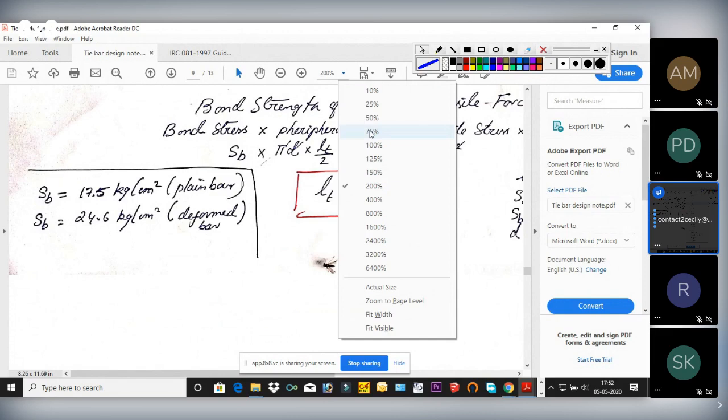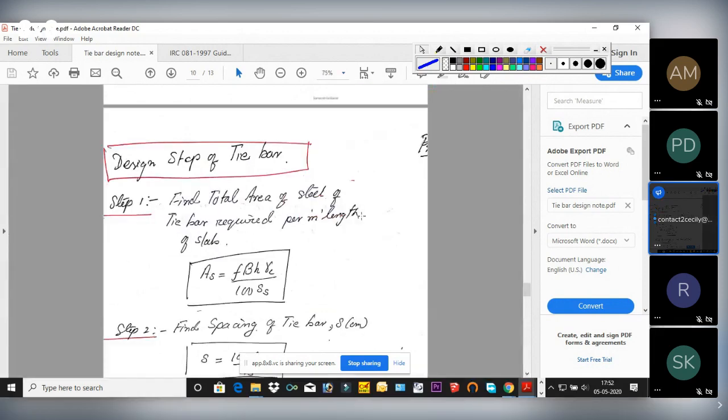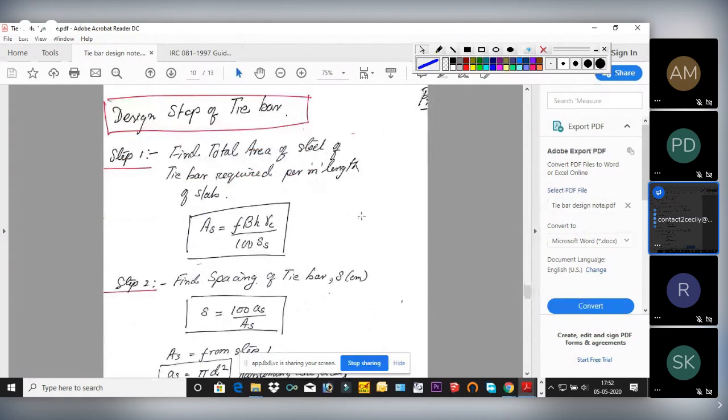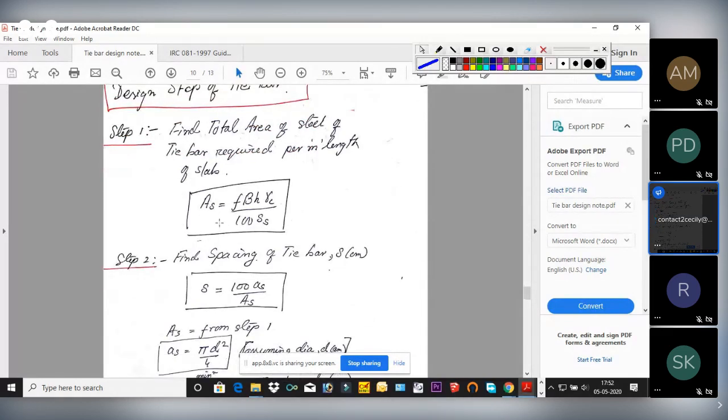So what are the design steps? How will you proceed if they give you one problem? First step is to find the total area of steel using the first formula, where f is the coefficient of friction, b is the slab width in meter, h is in centimeter, gamma c is 2400 kg per meter cube, and S is in kg per centimeter square. The total area of steel is in centimeter square.